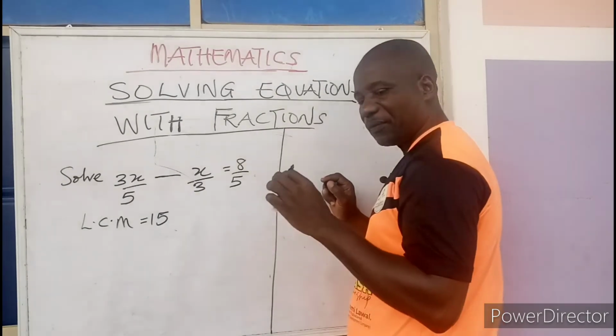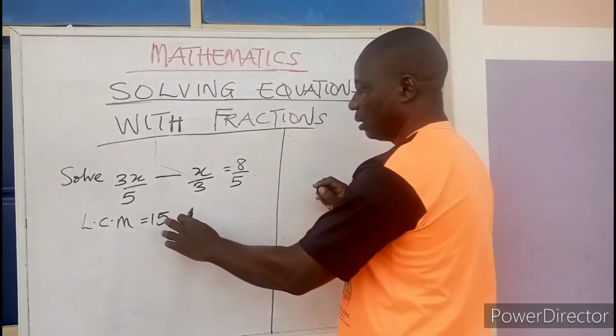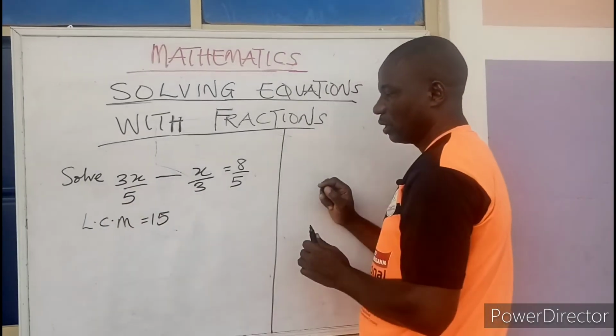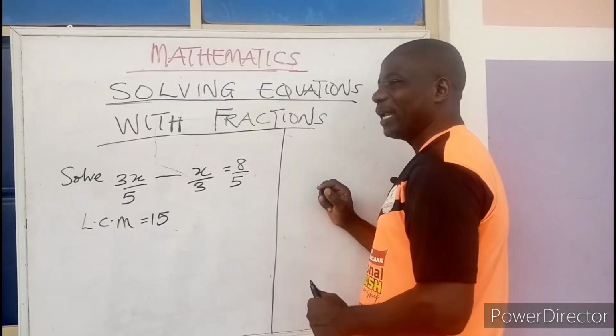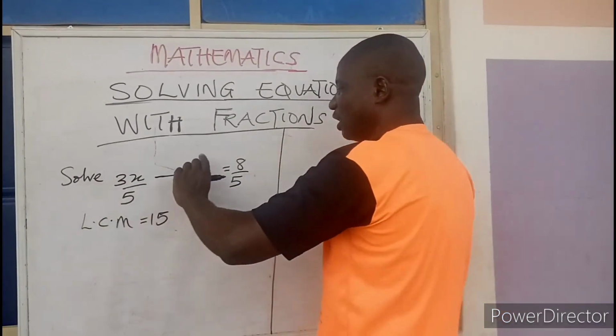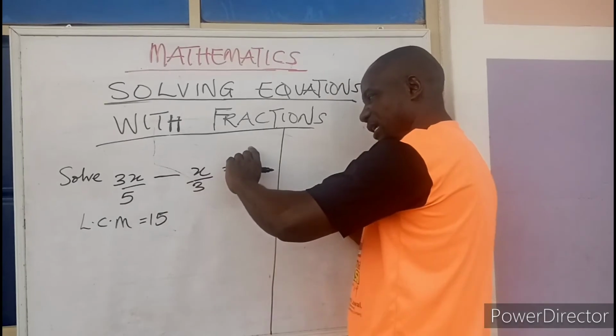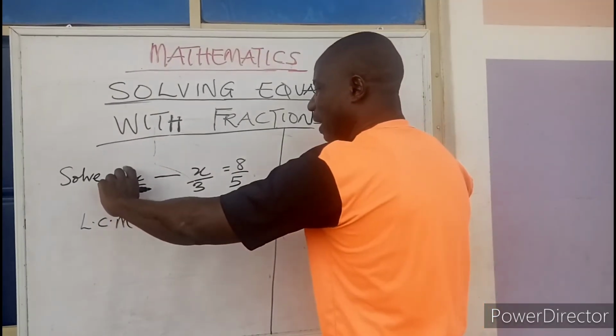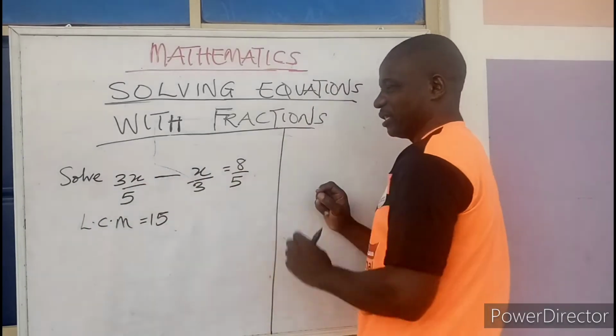So, after you have written your LCM, you will now multiply through by the LCM. How many houses am I having, class? This is a house, this is another house, and this is another house.